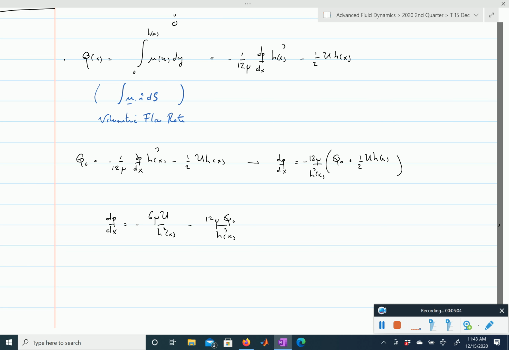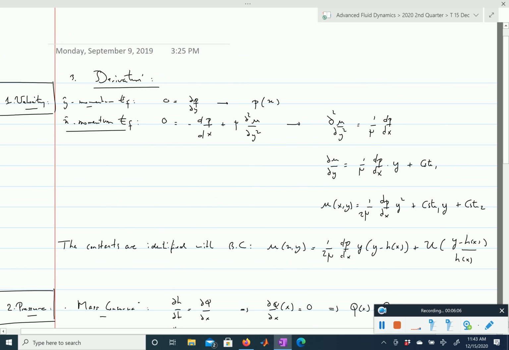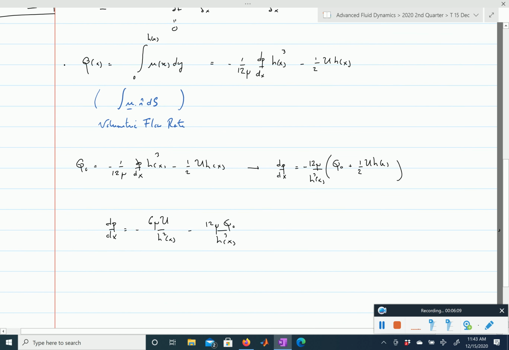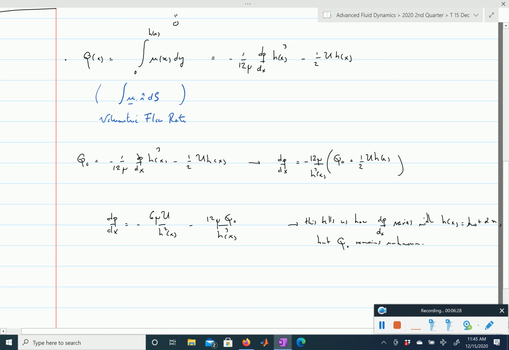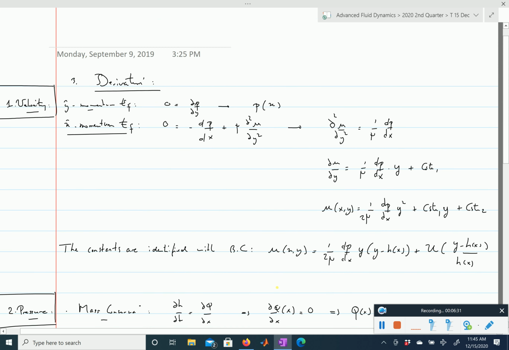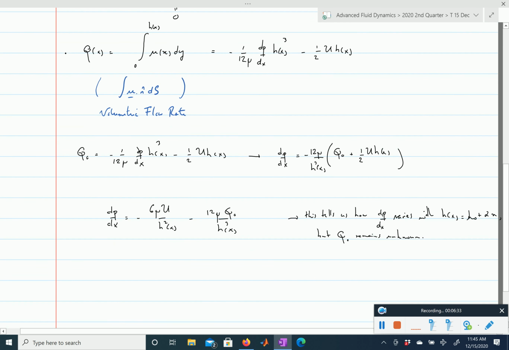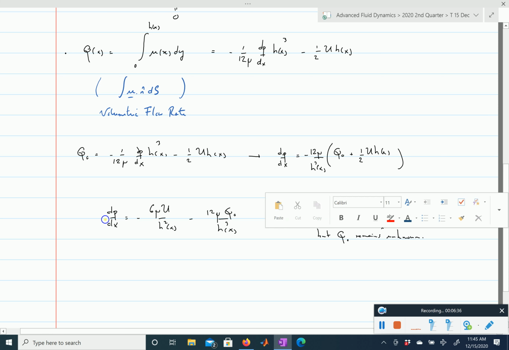So here we finally find the pressure distribution, or at least we find the pressure gradient. We know how the pressure varies as a function of x. From this expression, we know how the pressure gradient in the x direction depends on the position x. But what we still don't know is Q0. Q0 here is still undetermined, and it is undetermined because we haven't said yet what our boundary conditions are for the pressure. So that's what we have to do next.